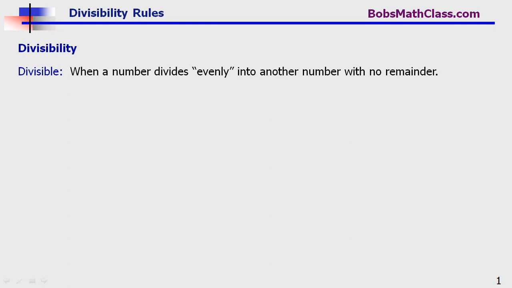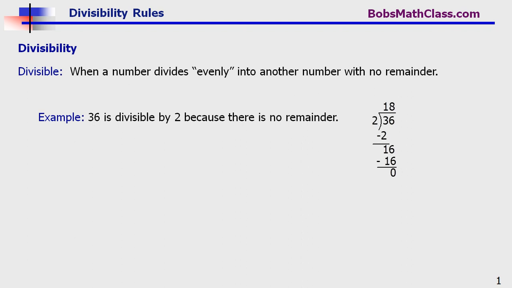Divisibility rules. Divisible: when a number divides evenly into another number with no remainder. Example: 36 is divisible by 2 because there is no remainder.